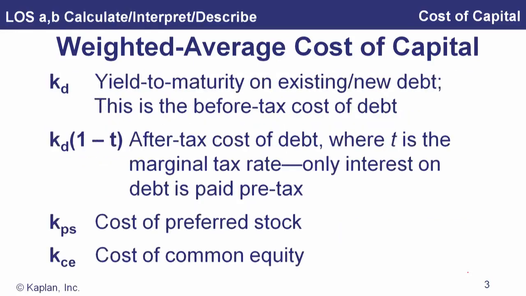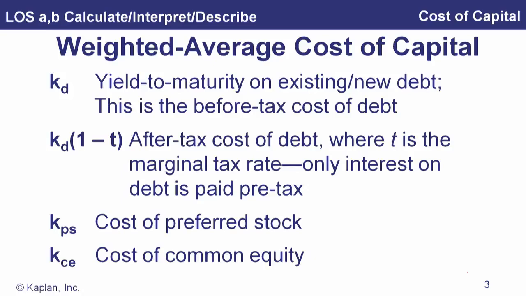So here's some of the notation we'll be using. K is our required rate of return, because I think that was initially used by someone who wrote some articles or an influential textbook some years back. So it's not I, it's not R, but these are rates of return. And KD is the yield to maturity on existing debt or newly issued debt.